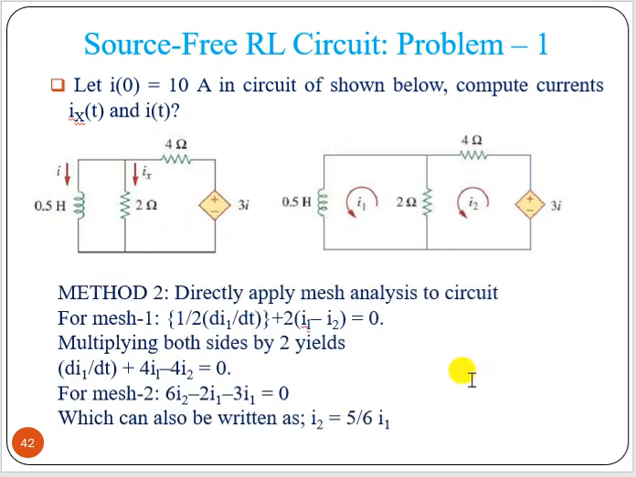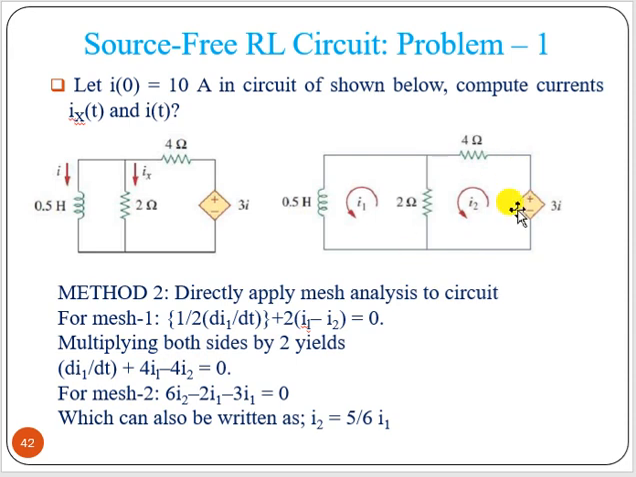Method 2. In this case we can apply the mesh analysis method. So we are not finding RTH. What we are doing is finding the differential equation. For mesh 1, we can write L di/dt, so half di1 by dt plus 2 into I1 minus I2 equal to 0. Now multiply both sides by 2, and we get di1/dt plus 4I1 minus 4I2 equal to 0.